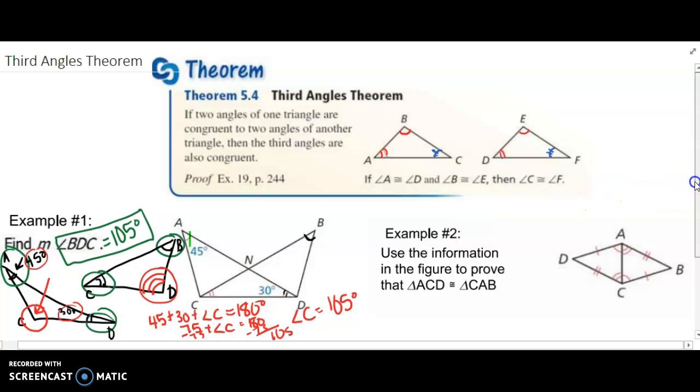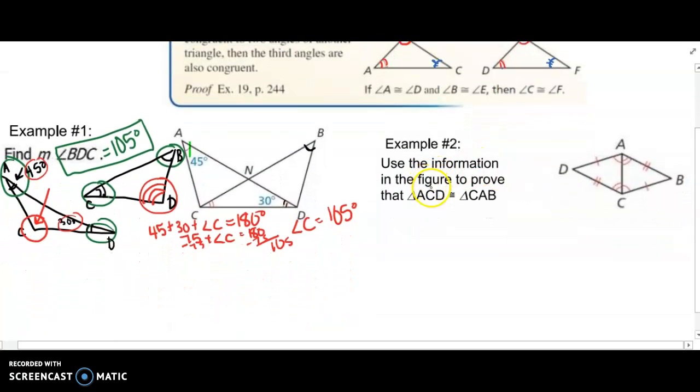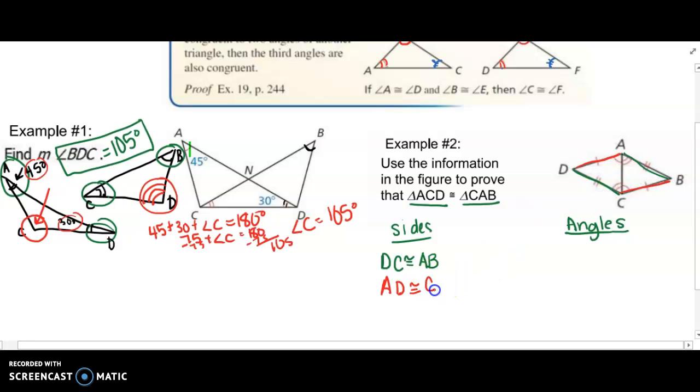All right, let's look at this second example now. It says use the information to prove that triangle ACD is congruent to triangle CAB. As of right now, the only way we know how to prove two figures are congruent is to show that all pairs of angles and then all pairs of sides are congruent. We know that DC has 2 hash marks and AB has 2 hash marks, so I'm going to say that DC is congruent to AB. We also know that AD has 1 hash mark and CB has 1 hash mark, so I can write that.